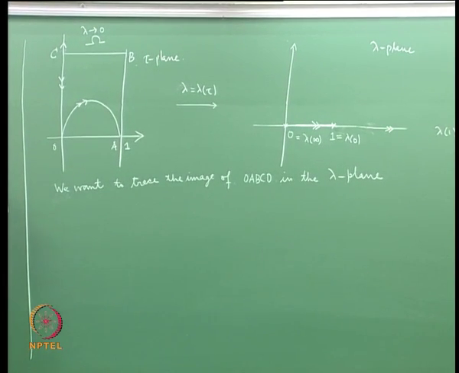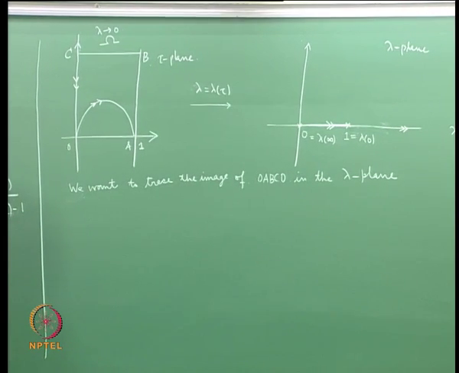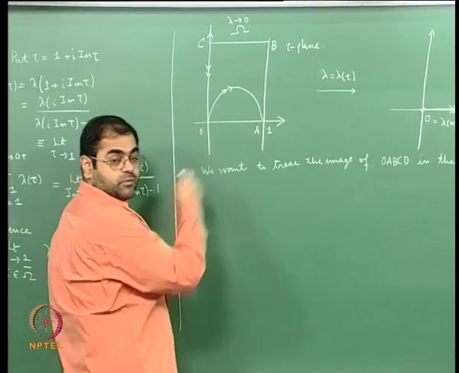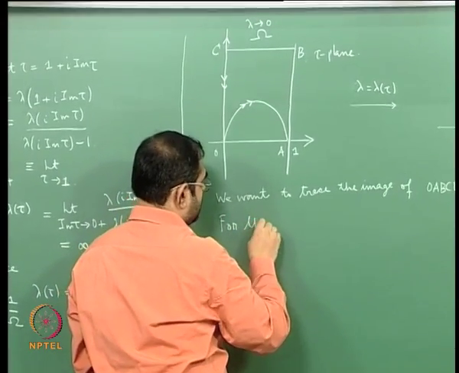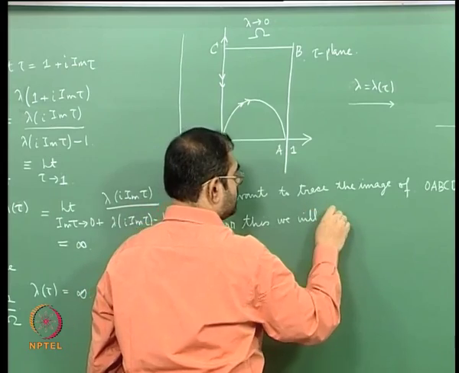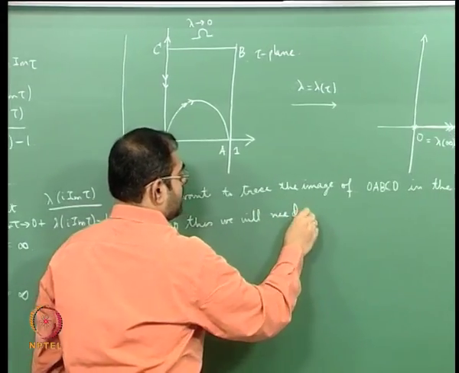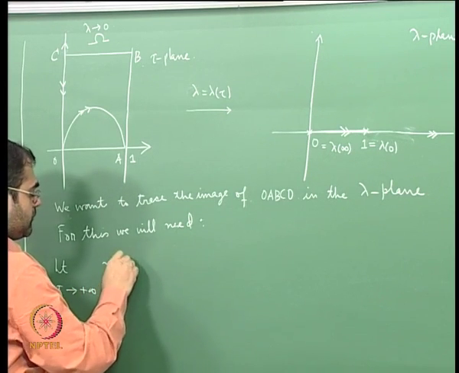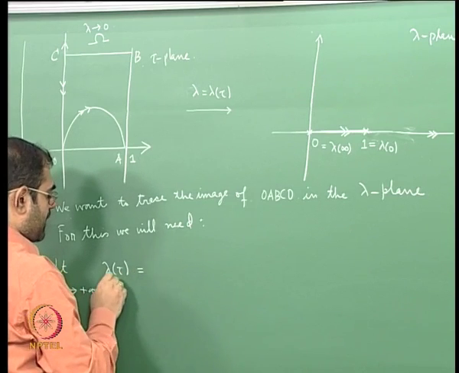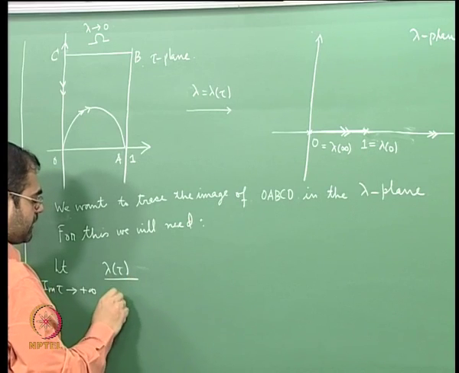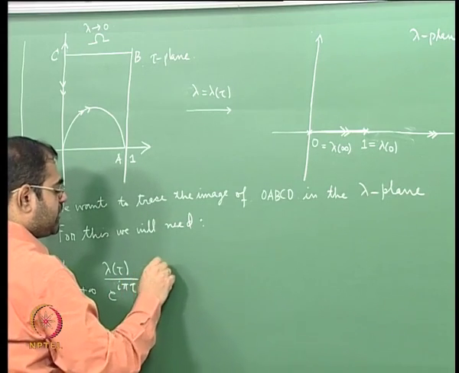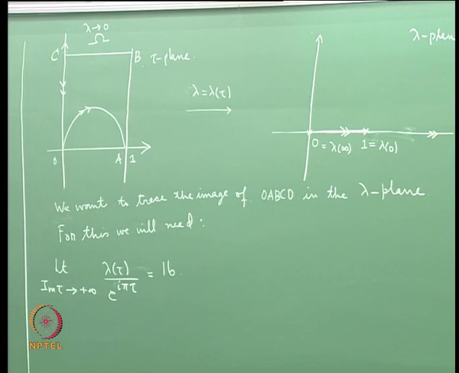In fact, why do we want to do that? Because if you do that, it will explain to you why lambda is a one-to-one holomorphic mapping, which takes every value in the upper half plane, alright. So we want to do this. For this we will need the following computation: the limit as the imaginary part of tau tends to plus infinity of lambda of tau over e power i pi tau is equal to 16, okay. We will need this computation, alright.